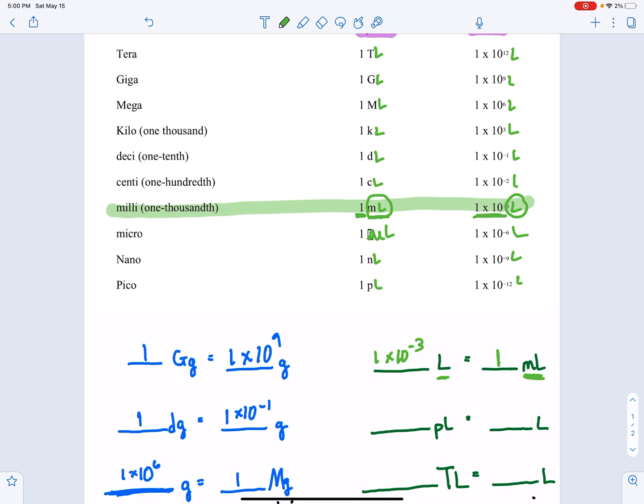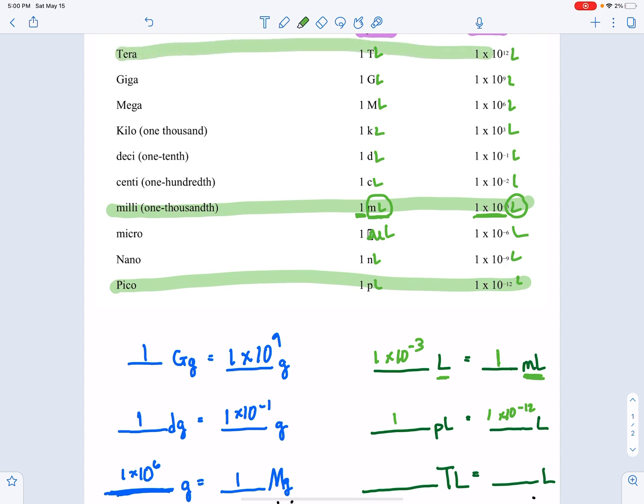And then picoliter, again, you could have gone through ahead of time and just thrown 1s in for the things that have prefixes. So picoliter is this section right here. And so that's 1 times 10 to the minus 12th. And then the teraliter is at the very top. 1 and 1 times 10 to the 12th.